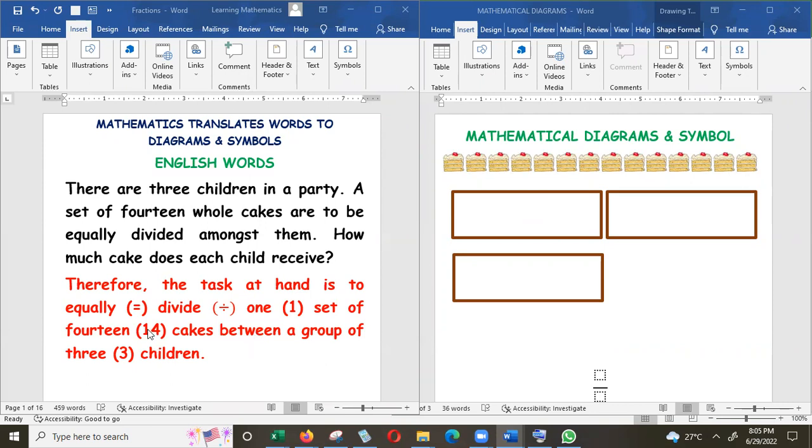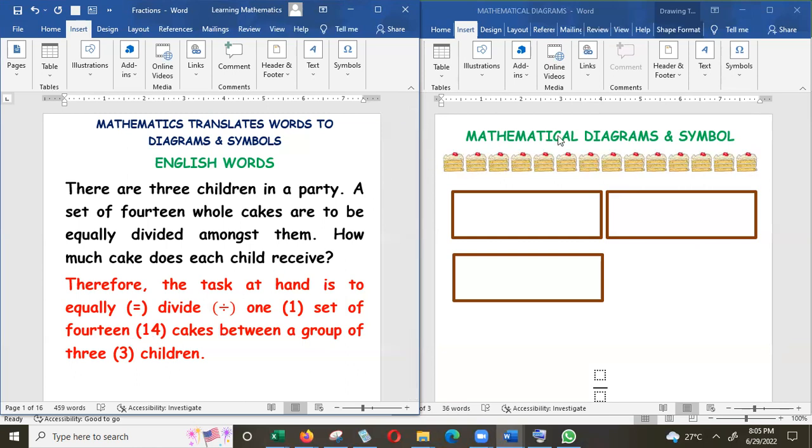As you can see, important words such as equal has its symbol heritage. The word such as divide has its symbol heritage. The word 1 has its mathematical symbol heritage. The word 14 has its mathematical symbol heritage. And just to confirm the translation of words to symbol, the word 3 has its symbol. So mathematics convert words to symbol. And here is a specific case. We want to equally divide a set of 14 cakes amongst 3 children.